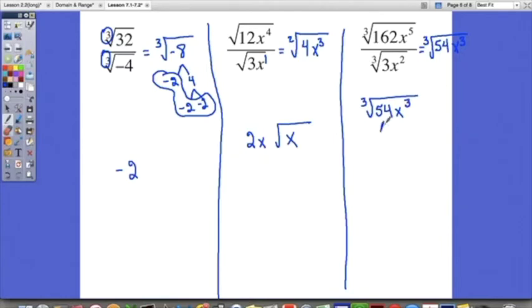And then I'm going to break this down. So 54 is 9 times 6. And I think we had 54 a minute ago. So I've got a group of 3, 3 cubed root of 2. With the x's, 3 goes into 3 one time with nothing left over.